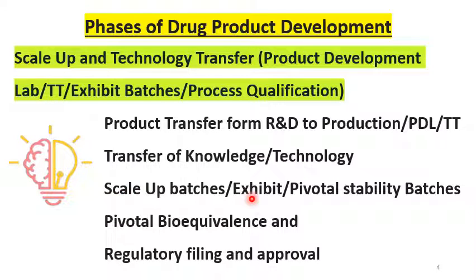Then scale up batches are taken. Based on the scale up batch results, exhibit batches are taken. Exhibit batches are also called pivotal stability batches. Then out of these batches, a batch is selected for the pivotal bioequivalence study.